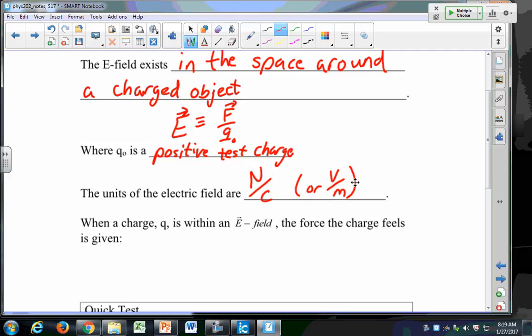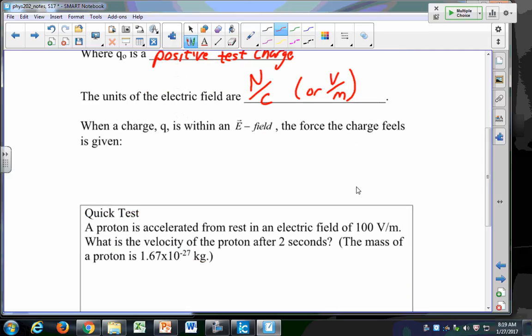When a charge Q is within an electric field, the force that the charge feels is given by F equals Q times E. That's based on the definition of our electric field, because remember, the electric field is a force per unit charge. And so our force is just the charge times that force per unit charge. The electric field is just something we make up to describe the forces that particles feel when they're around other charges.